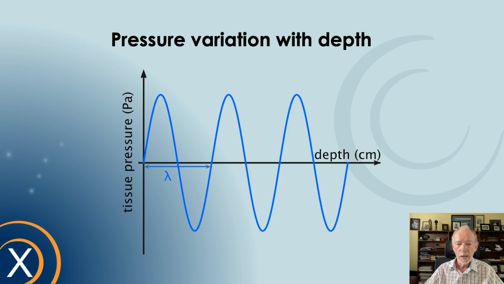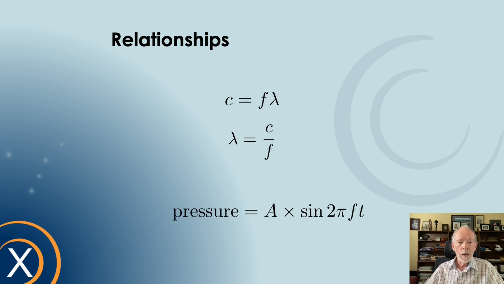We'll see shortly that the wavelength is quite small, and it's very important because it relates very directly to the resolution of the ultrasound image. Now, there are some simple relationships which you may well be familiar with, and they are shown here. The first of these is that the propagation speed, which I'm representing with the letter C, again following convention, is equal to frequency multiplied by wavelength.